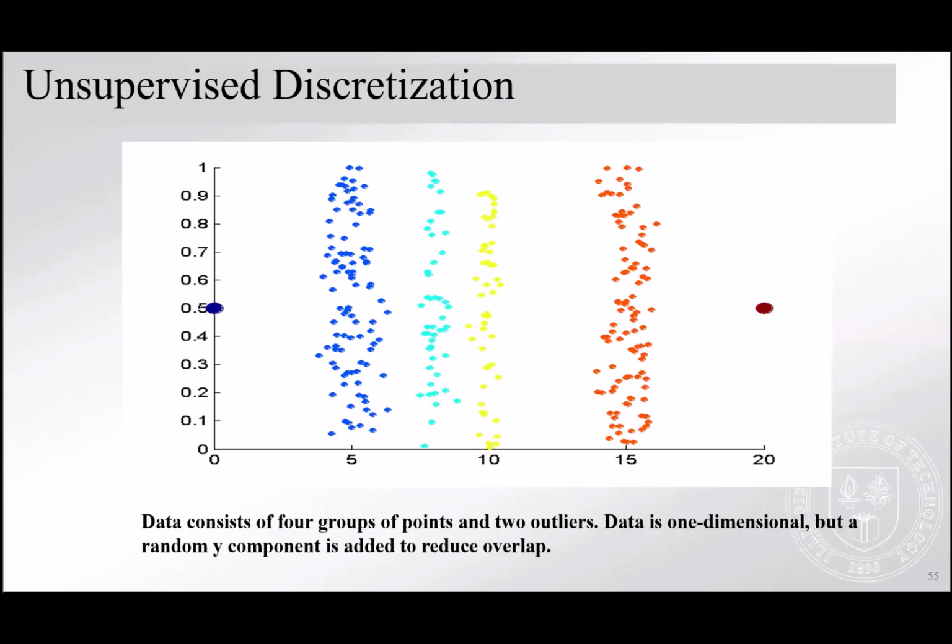Stop share and back to the slides. And that's what we did. Okay. The random y values are only for visualization purposes. They spread the points vertically so we can see the following.